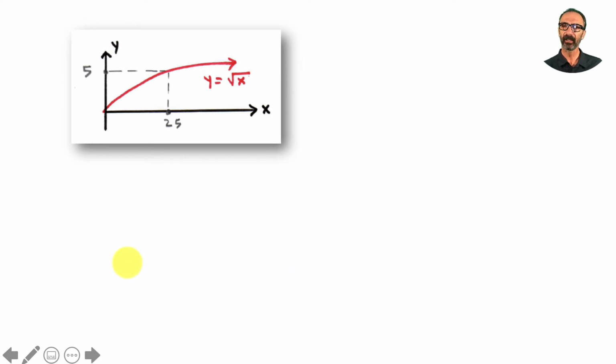If you graph y equals square root of x on a calculator, it looks like this. It's a curve in the first quadrant. When you go that far on the x-axis, apply the square root, it takes you only up to 5.